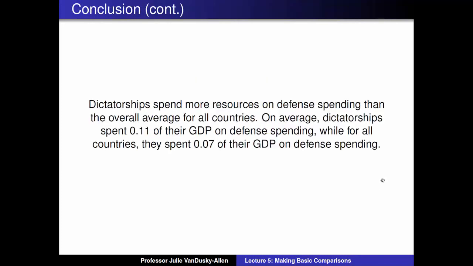We can conclude that dictatorships spend more resources on defense spending than the overall average for all countries. On average, dictatorships spent 0.11 of their GDP on defense spending, while for all countries they spent 0.07 of their GDP on defense spending.